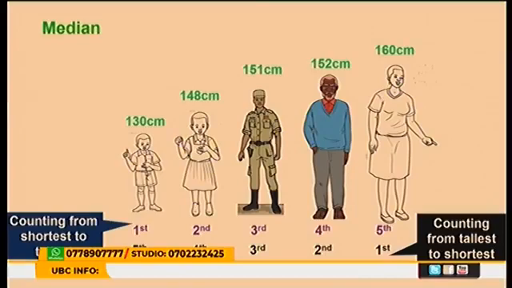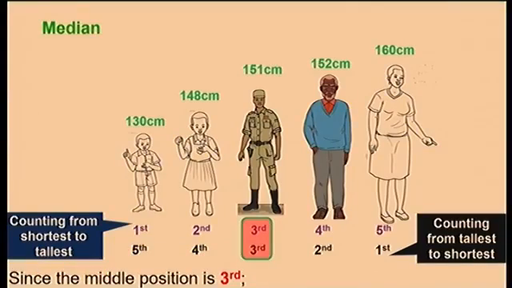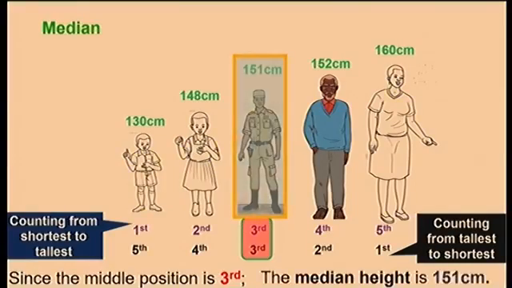Now, after arranging, we are going to look at the position that is in the middle. So from either side, which position is in the middle? We can see that the third position is in the middle. Whether you count from the tallest or from the shortest, you'll get the third position, like you see on your screen. So, since the middle position is the third position, we are going to look for the median height, and we say that the median height is 151 centimeters. I hope we are all able to look at that.